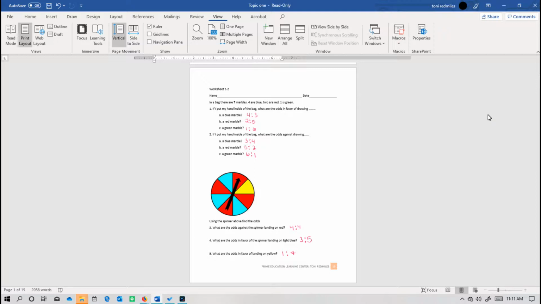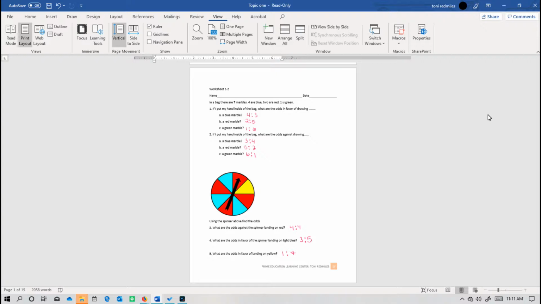Okay, so we're trying to find the odds. So remember, odds do not have a total. They're a special type of ratio that is not like our part and whole fraction. They are two parts basically. Okay, the part that is in favor, the part that's not in favor.